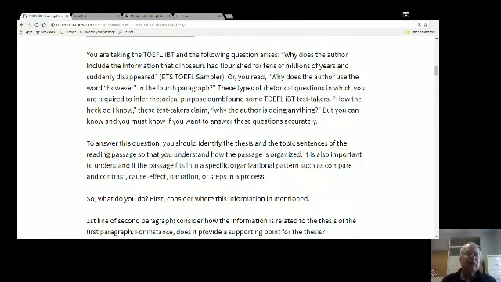So, you're taking the TOEFL iBT and the following question arises. Why does the author include the information that dinosaurs had flourished for tens of millions of years and suddenly disappeared? Or you read, why does the author use the word however in the fourth paragraph? These types of rhetorical questions, in which you're required to infer rhetorical purpose, dumbfound some TOEFL iBT test takers. How the heck do I know? These test takers claim the author could be doing anything. But you can and you must know if you want to answer these questions correctly.